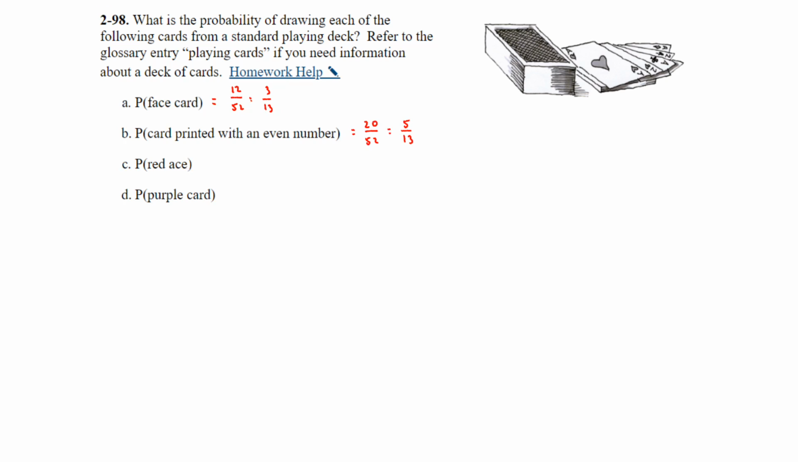Part C, a red ace. Well, there's only 2 suits that are red, and there's only an ace in each of them. So that means there are 2 possibilities out of 52. And then that will reduce to 1 out of 26. And then part D, a purple card. Well, usually the cards are red and black from a standard deck of cards, so there's no purple card, so that would be 0 possibility out of 52, or just a 0% chance.